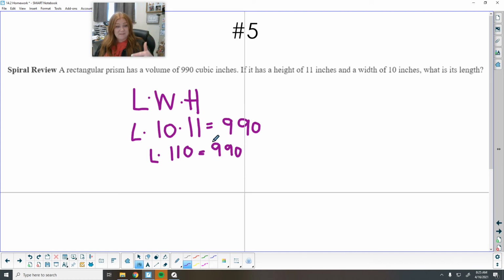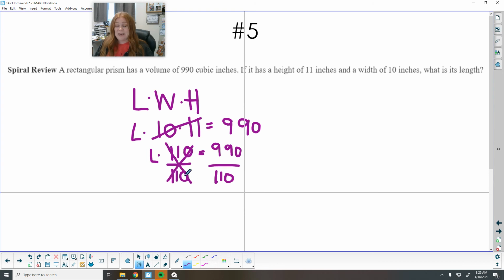So we want to bring everything down. So we did this part, bring it down. Now we need to get L by itself. So the opposite of multiplying by 110 is to divide by 110 on both sides. So this cancels out.